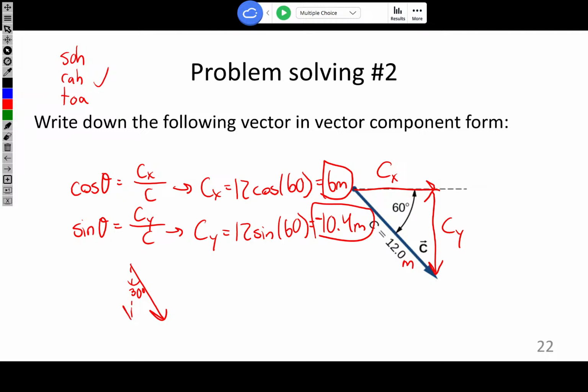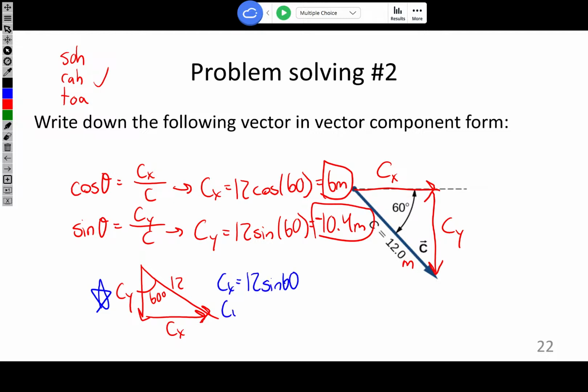If we do this one, the y component is down, the x component is here. Let's just use the exact same numbers. 12. You know what? Let me make it 60 degrees in that case. So if I make it like this is 60 degrees, this is 12, and I say find the x and y components. In this case, my x component is the opposite side, and my y component is the adjacent side, and so it gets flipped. In this problem, right here, Cx is going to equal 12 times sine of 60. Cy is going to equal 12 times cosine of 60.